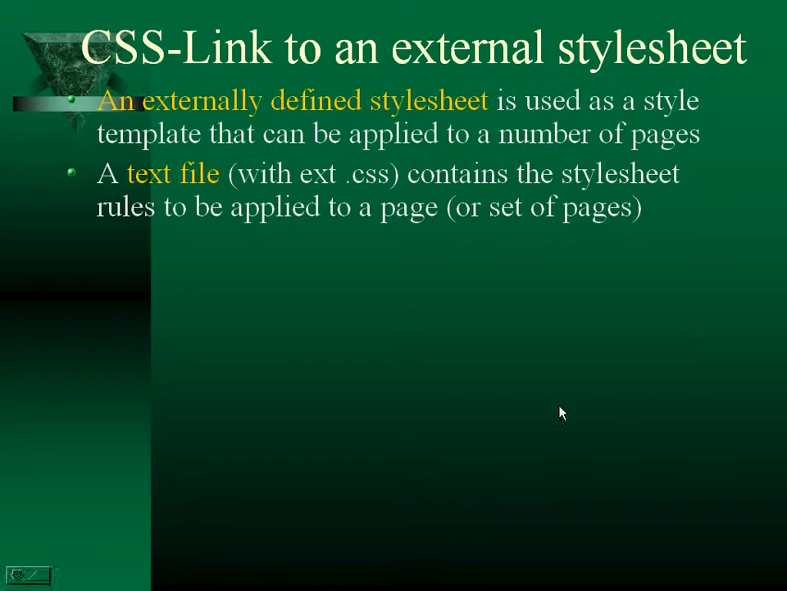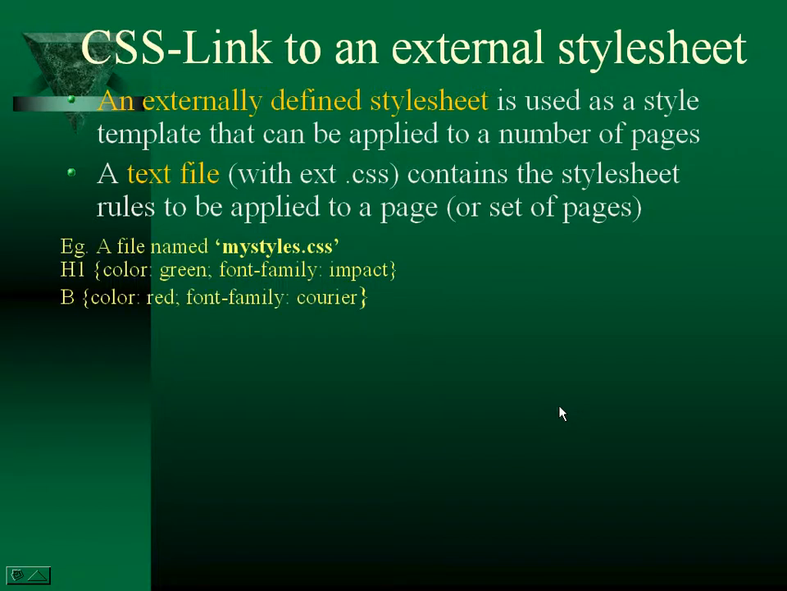Let us consider an example of a .css file. Here a file was named mystyles.css. In that, the header 1 and bold elements of the HTML are applied some styles. The header 1 element was given green color and the bold element was given red color, and the Impact font style is given to the header 1 element, and Courier font was assigned to the bold tag.